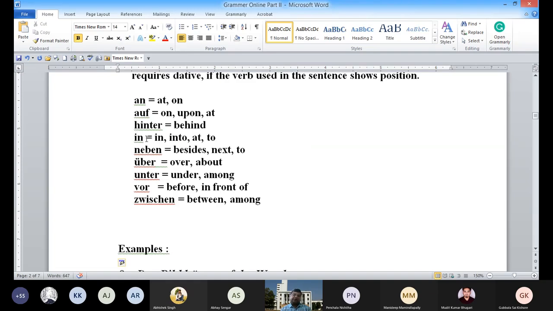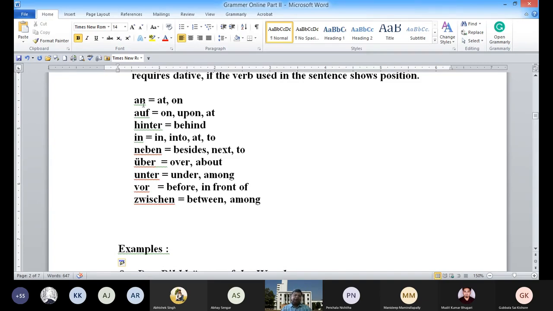A drawer, suppose, in the table there, a drawer, etc. So you can say in dem Tisch. Neben dem Tisch means beside the table, next to the table. Über dem Tisch means some support is there and the cat is sitting above the table. Unter means under the table. Vor means in front of the table. Zwischen means between. Suppose there are two tables or many tables, and in between the cat is sitting.